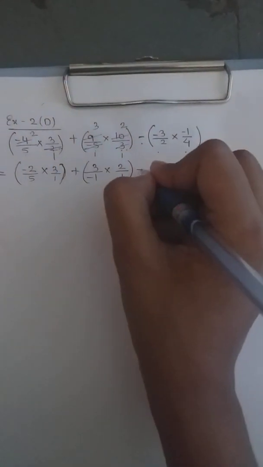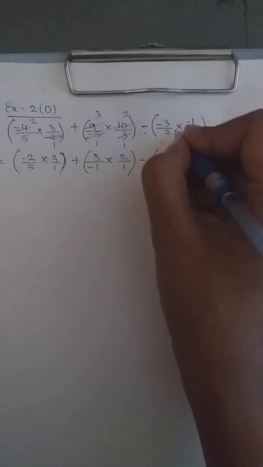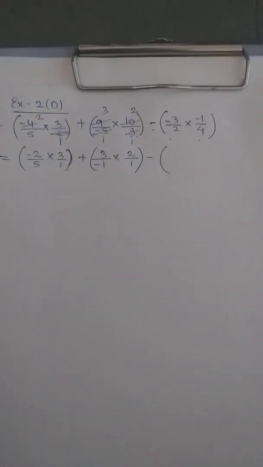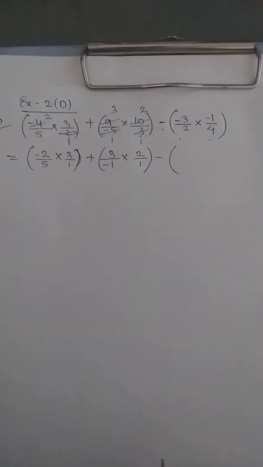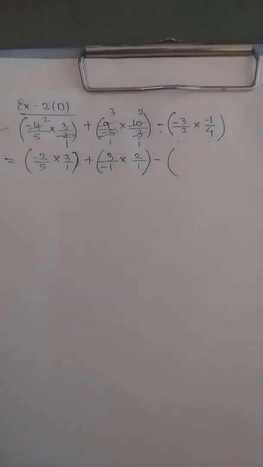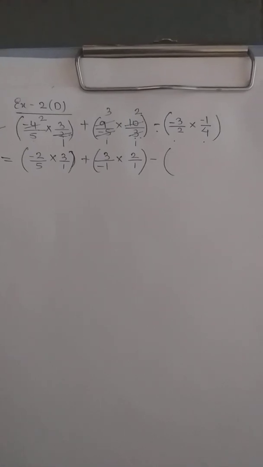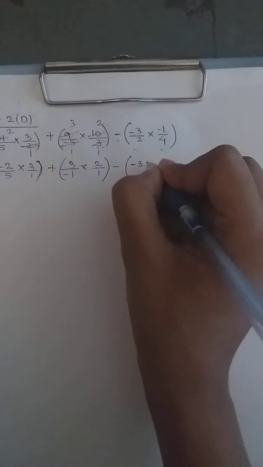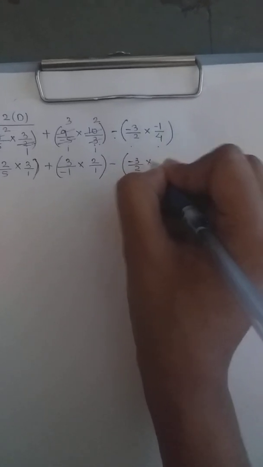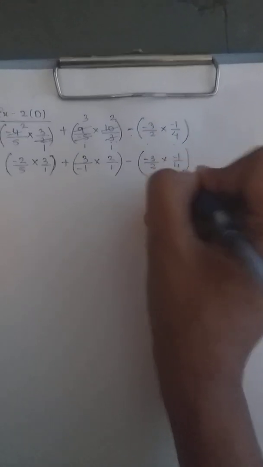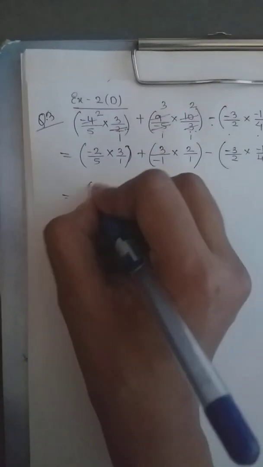Next bracket, 2 and 4. Cancellation possible? No, not possible, because it cancels only numerator to denominator or denominator to numerator. I'll write the numbers as they are: minus 3 by 2 multiplied by minus 1 by 4. Now let's try to write it together.